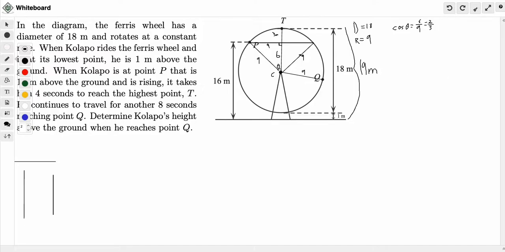Now, because the rotation of the Ferris wheel is constant, the time it takes to move from T to Q is double of P to T. Therefore, the angle subtended by arc TQ is 2 theta. If we divide it among these two triangles, this is theta, because it's a reflection of this triangle, and this will also be theta.